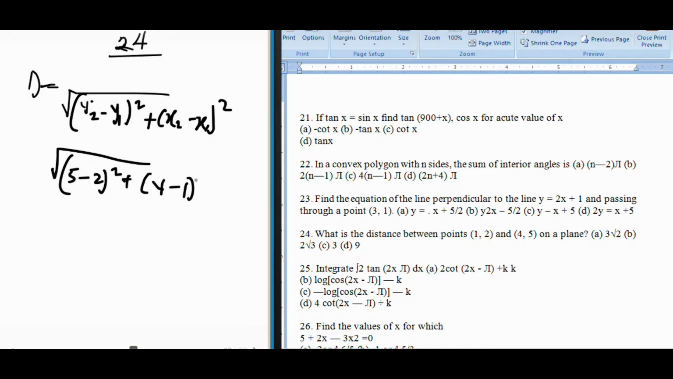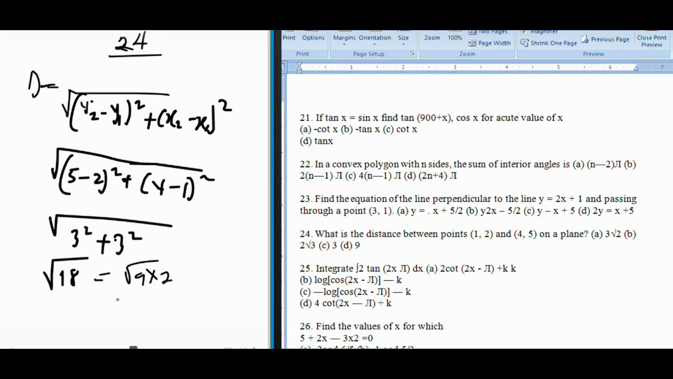And that becomes root of 3 squared plus 3 squared. And that will be root of 9 plus 9, which is root 18. Now, if you look at that root 18, it is the same thing as saying root 9 times 2. That is reducing it into the basic short form. And that will be equal to 3 root 2. So the distance between the two points will be equal to 3 root 2. And that is option A.